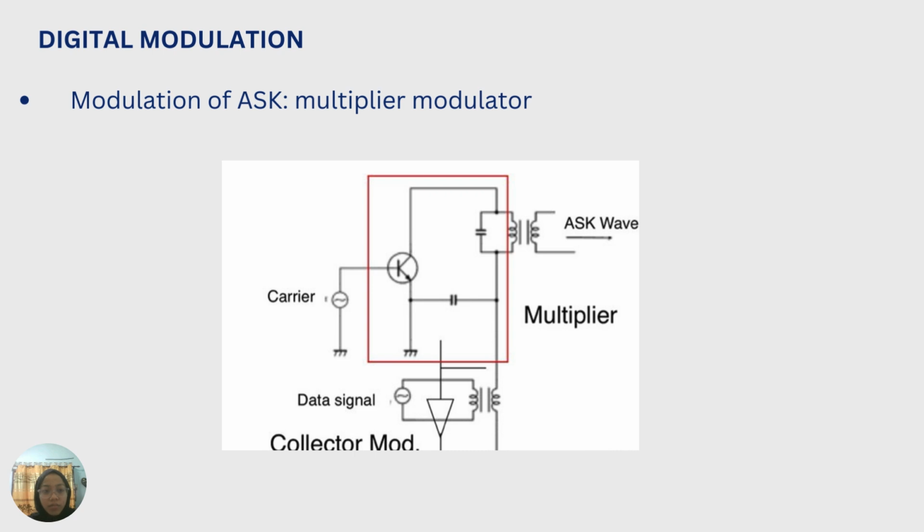Next is the modulator for digital modulation. We will use a multiplier modulator for ASK. A multiplier modulator is an electronic circuit that multiplies two input signals to provide an output proportionate to the product. That circuit is known as a multiplier circuit.